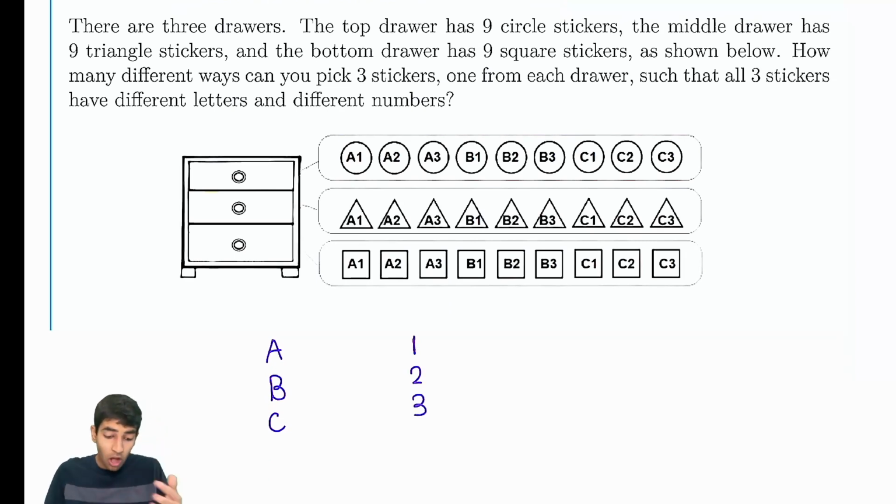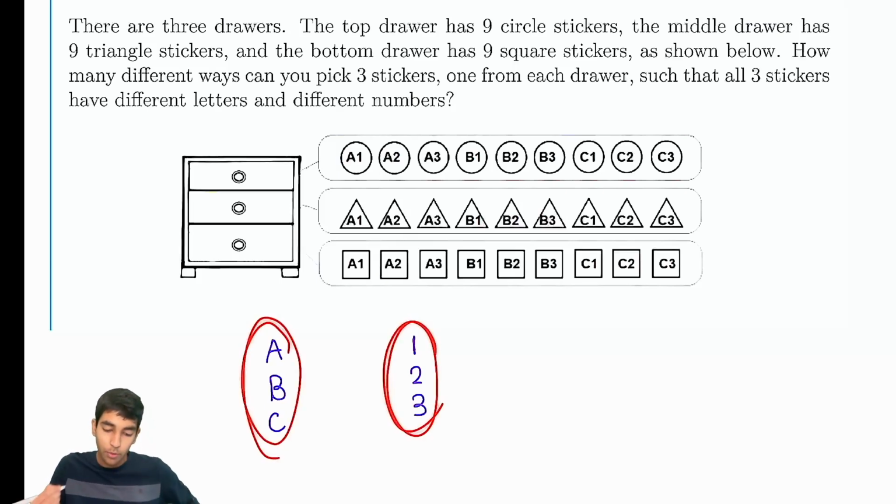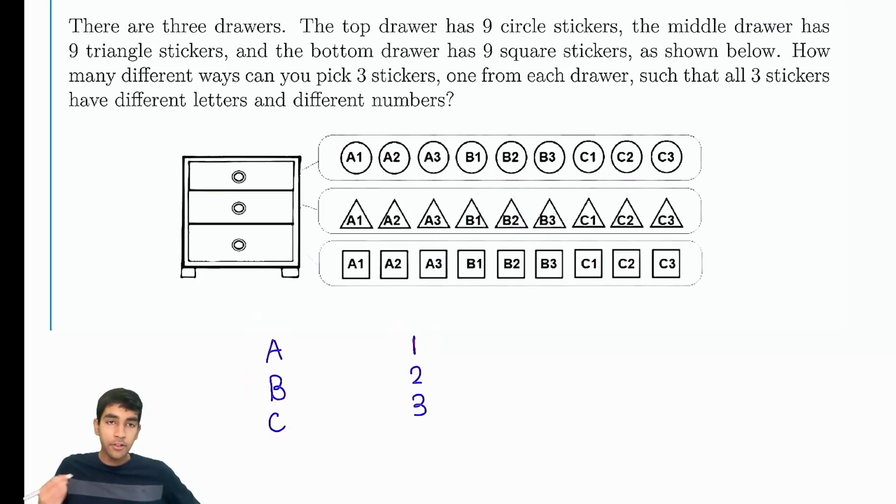And all different letters must be chosen. So one of them has to be A, 1 B, and 1 C. Similarly, one of them has to be a 1, 1 a 2, and 1 a 3. So basically, we need to match up this A, B, and C to this 1, 2, and 3. Now, how many ways are there to do this?